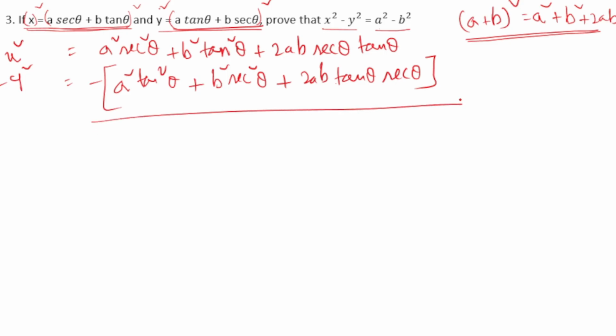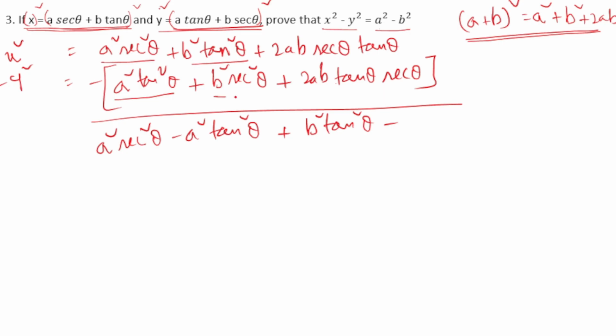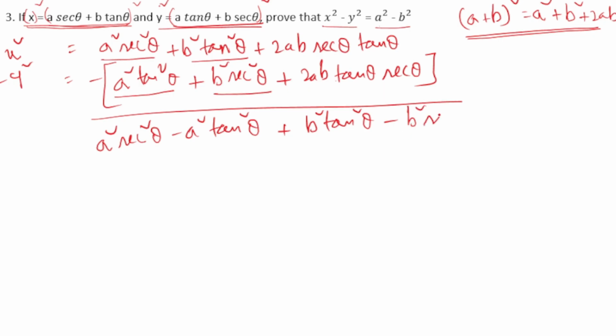Okay, if we subtract these two, what we will get? We'll get a square secant square theta minus a square tan square theta, plus b square tan square theta minus b square secant square theta, plus, see here, 2ab secant theta tan theta minus 2ab tan theta secant theta. Okay, this will be cancelled.